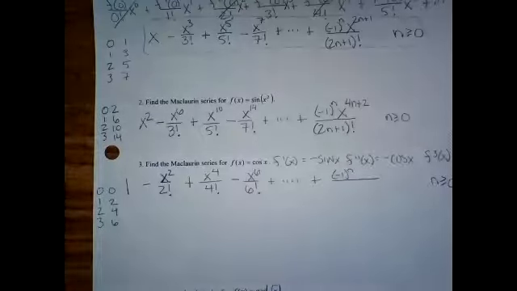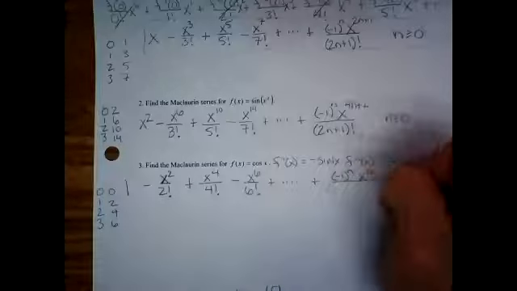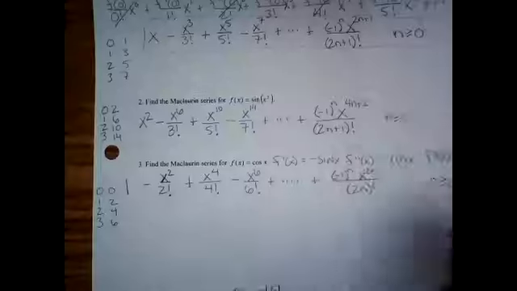So if you plug in zero, you should get zero. If you plug in one, you should get two. If you plug in two, you should get four. This one's a little bit easier. You're just doubling it, right? So it'll be x to the 2n over 2n factorial.